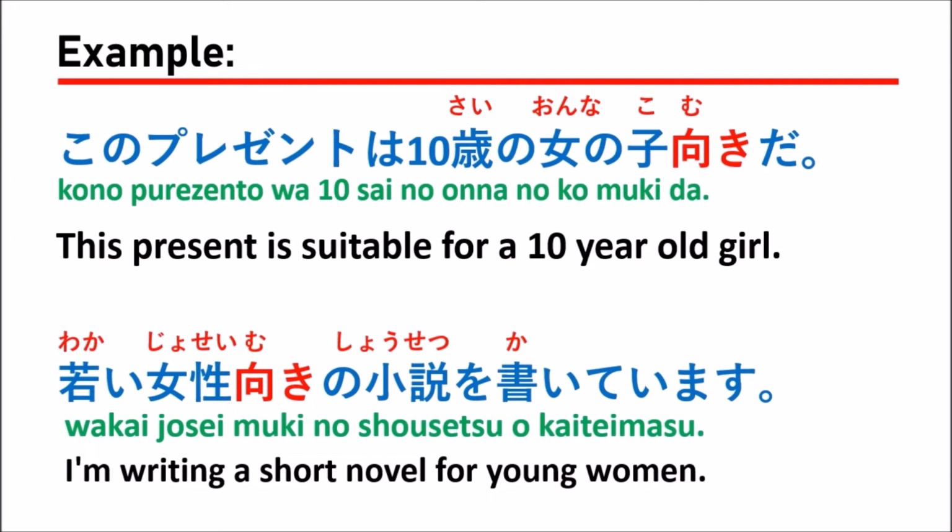So in this sentence, they say 若い女性向きの小説を書いています. That means I'm writing a short novel for young women, not old women, right? Not for old men or adults. In the market, you should have your target customer, right? So the person who wrote this sentence has the target customer 若い女性, which means young women.